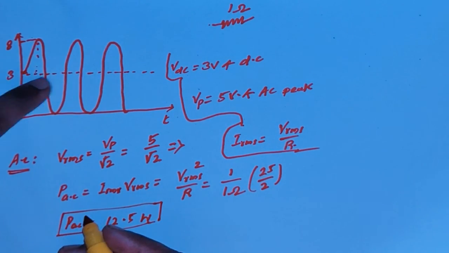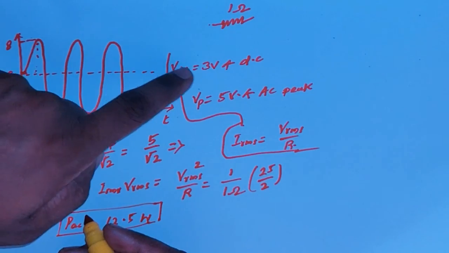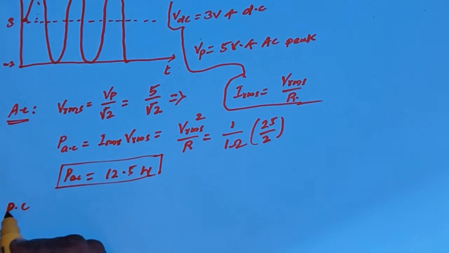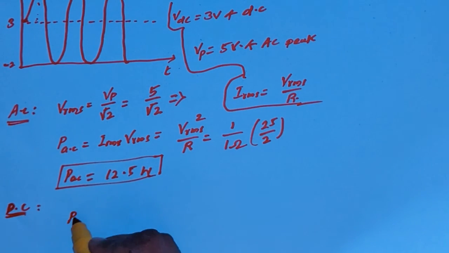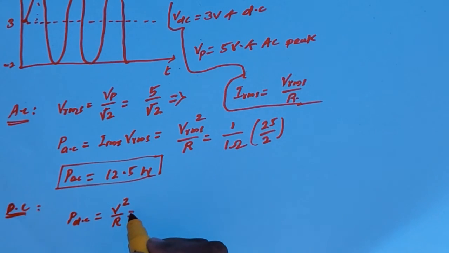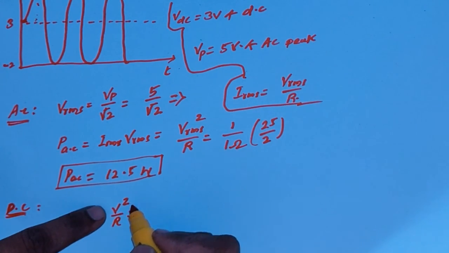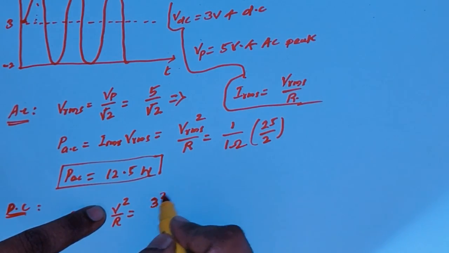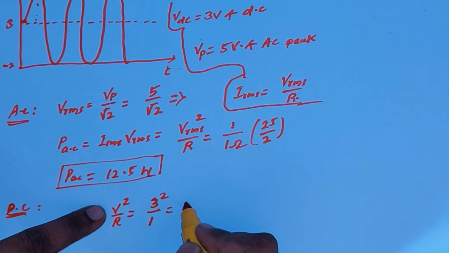Additionally, we have DC power also across the resistor, with DC equal to 3 volt. So similarly we want to compute the dissipated power due to the DC voltage. The power dissipation due to the DC is simply V squared by R. We know the voltage due to the DC across the resistor is 3 volt. So 3 square, resistance is 1 ohm. It would be simply 9 watt.